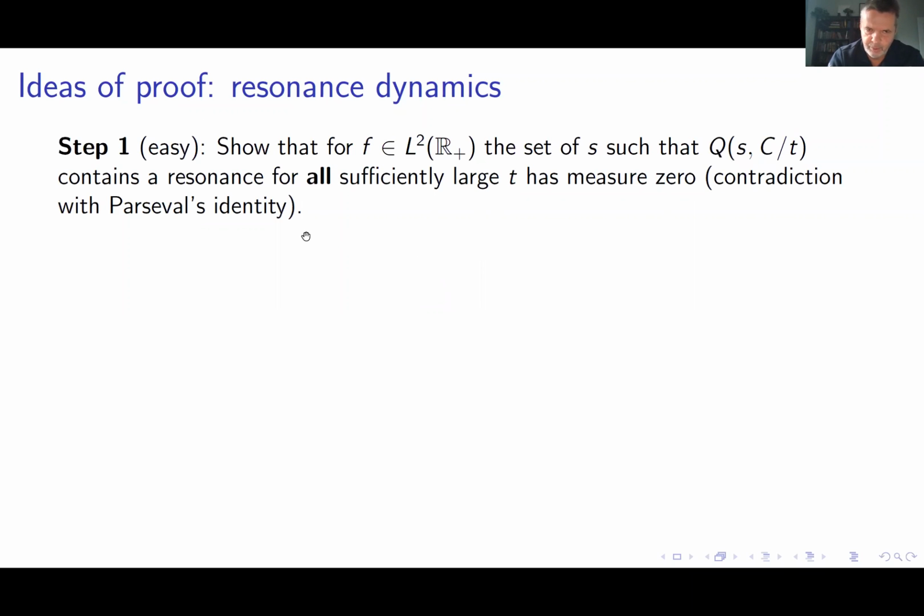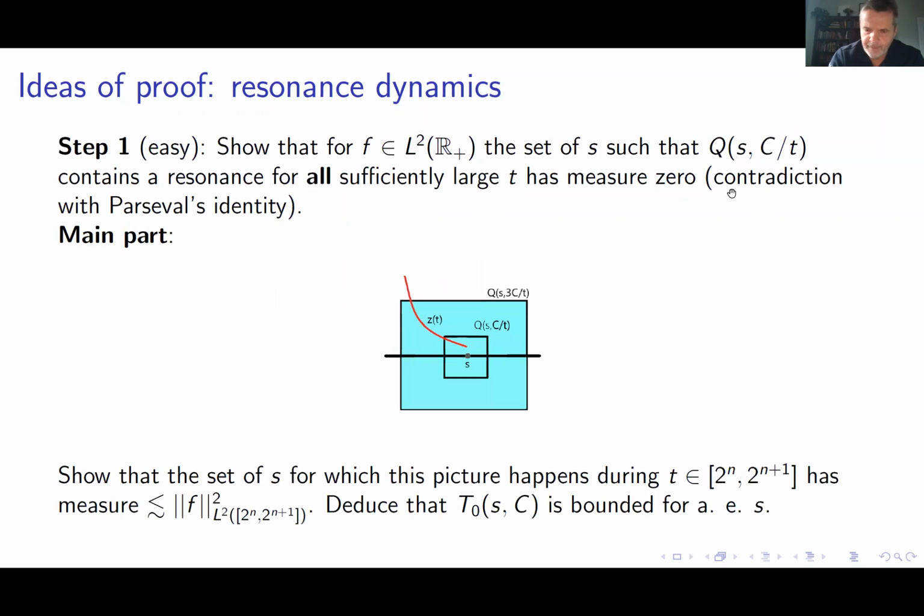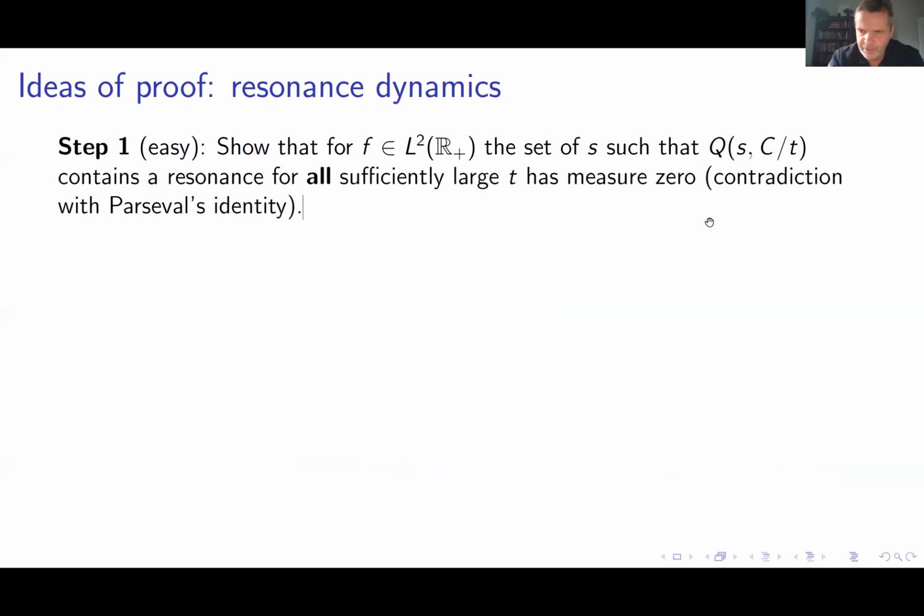You obtain a contradiction with Parseval's identity, because if there is a resonance in the box, then near this point, your function must oscillate. And the frequency of those oscillations must increase in time. So there is no way to obey Parseval's inequality, because the functions with two different frequencies are very different in L2 norm. So it's not difficult to show that the resonance cannot stay in this box forever from some point on, except for s from a set of measure 0.